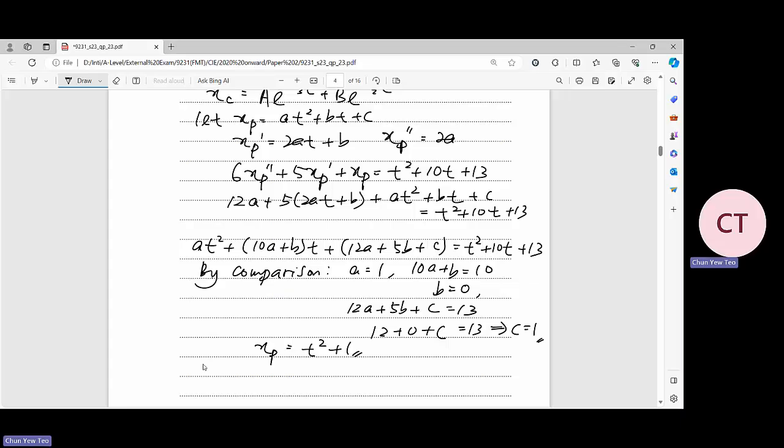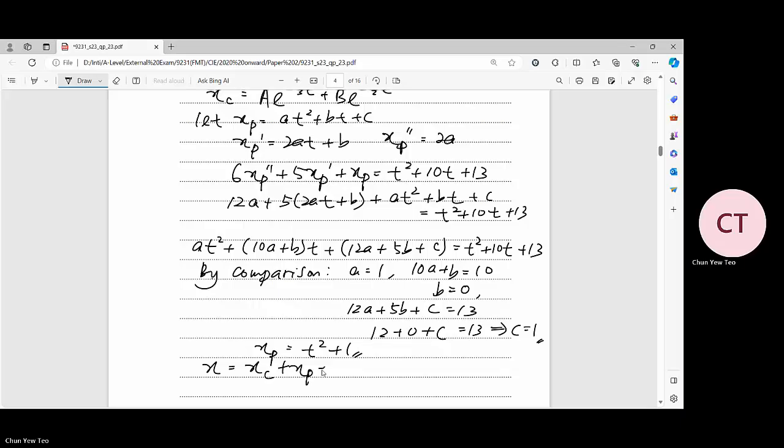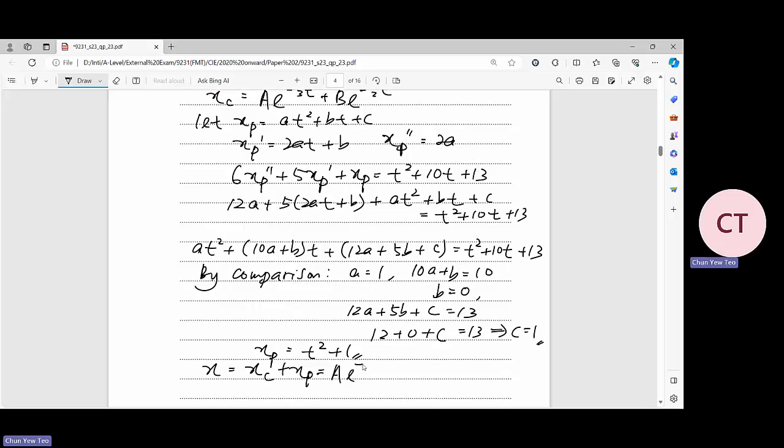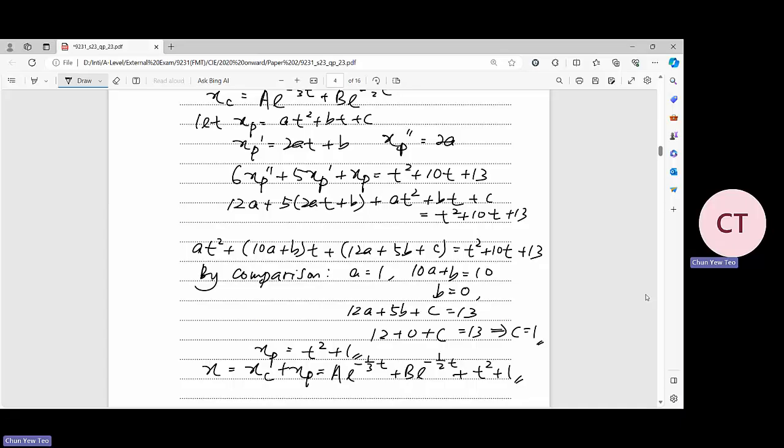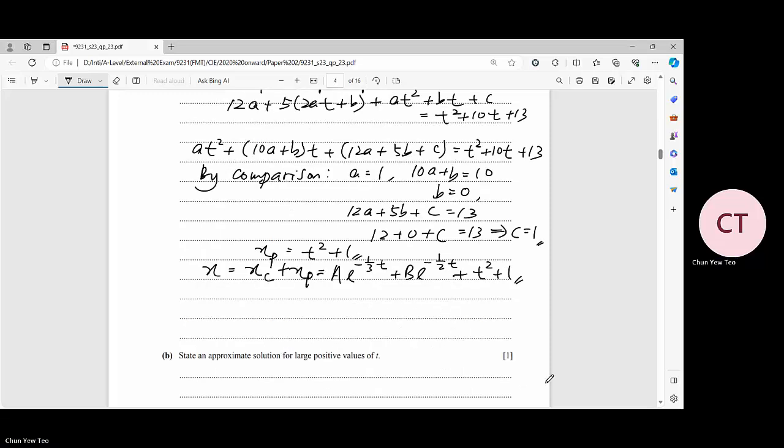Okay. That means my final solution, my general solution, will be x equal to xc plus xp. Usually we put xc in front, xp behind. Then this will be a e power negative 1 over 3t plus b e power negative 1 over 2t plus t squared plus 1. Okay, so this is what we have for the answer for part A. Done. This is the general solution because you have a and b remaining as unknowns. Okay, so now we need to go for part B.